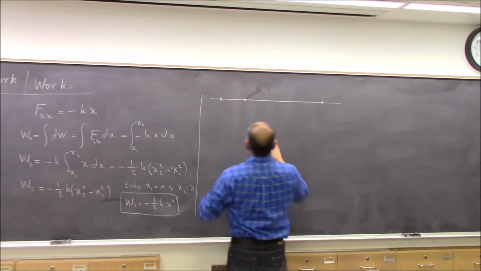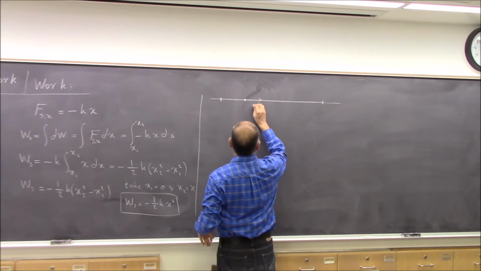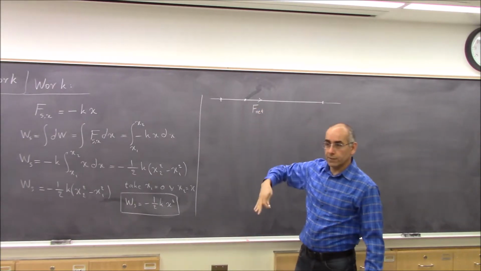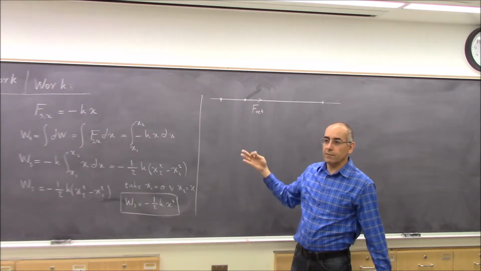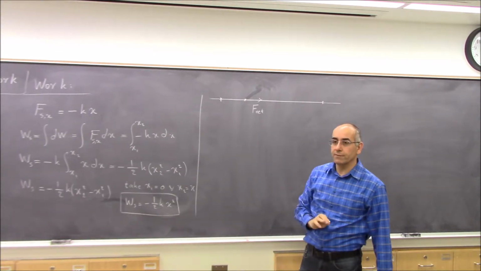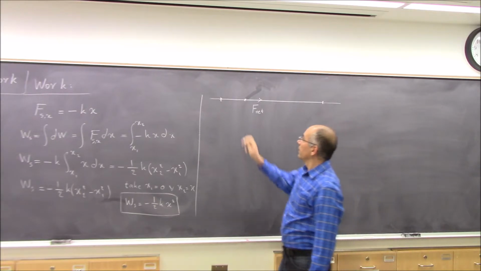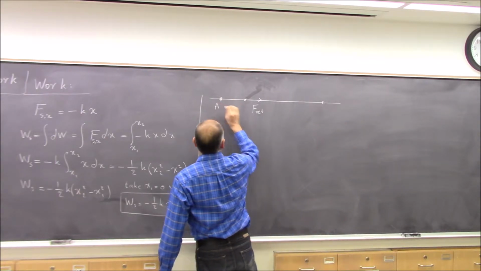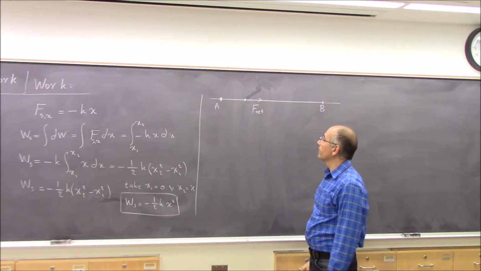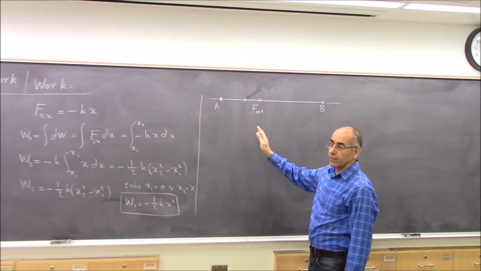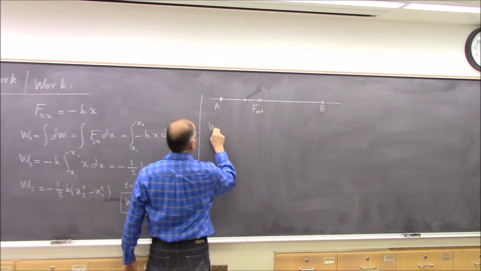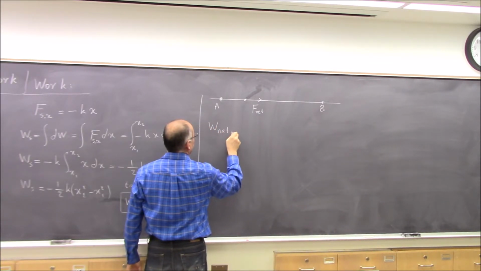And F net acting on it like that, because it cannot move in the perpendicular direction, the sum of the forces in that direction is 0, right? So F net only has x component, right? From A to B. And we want to calculate the work of this force from A to B. Let's call it W net from A to B.